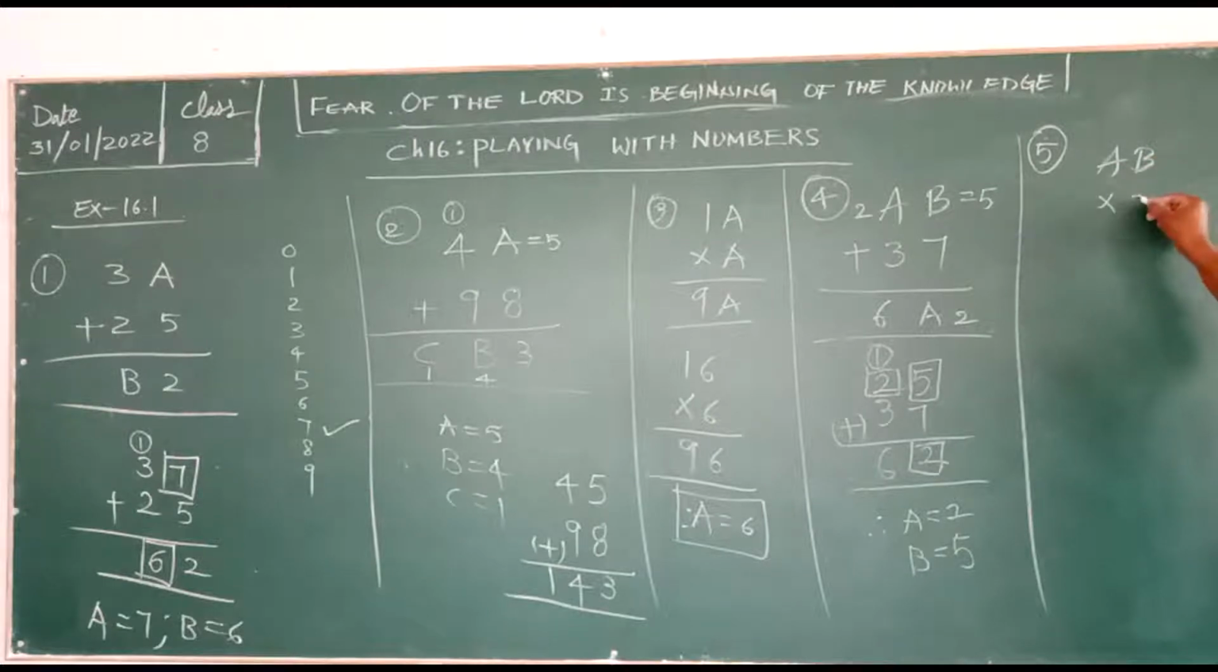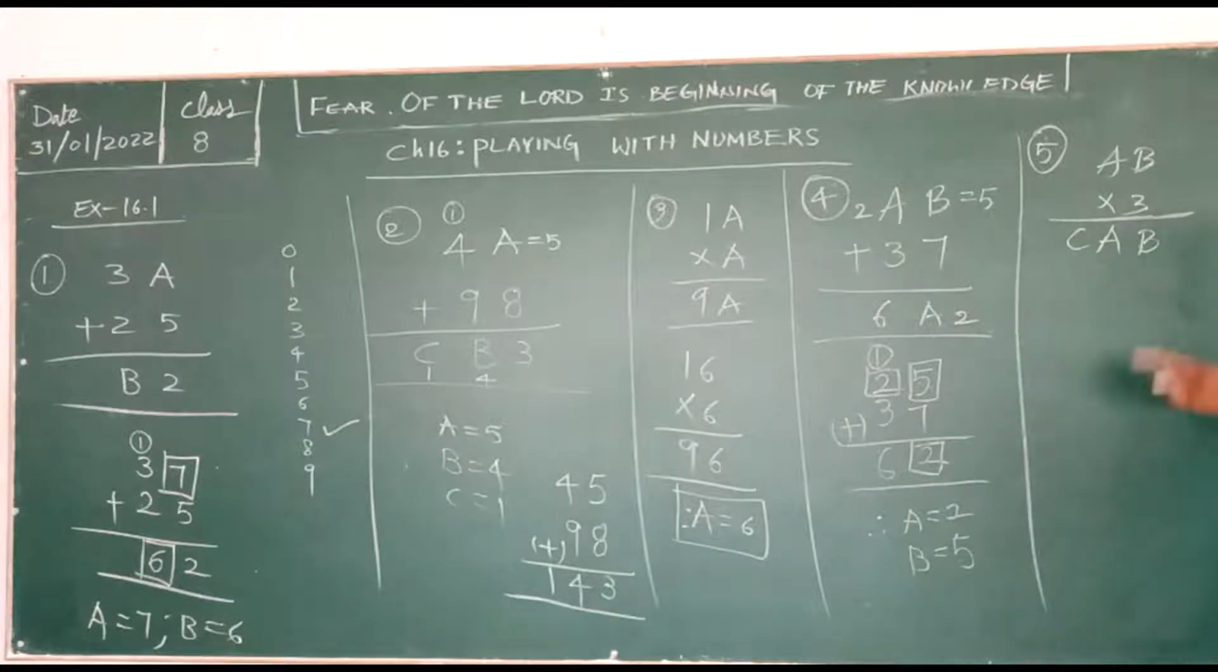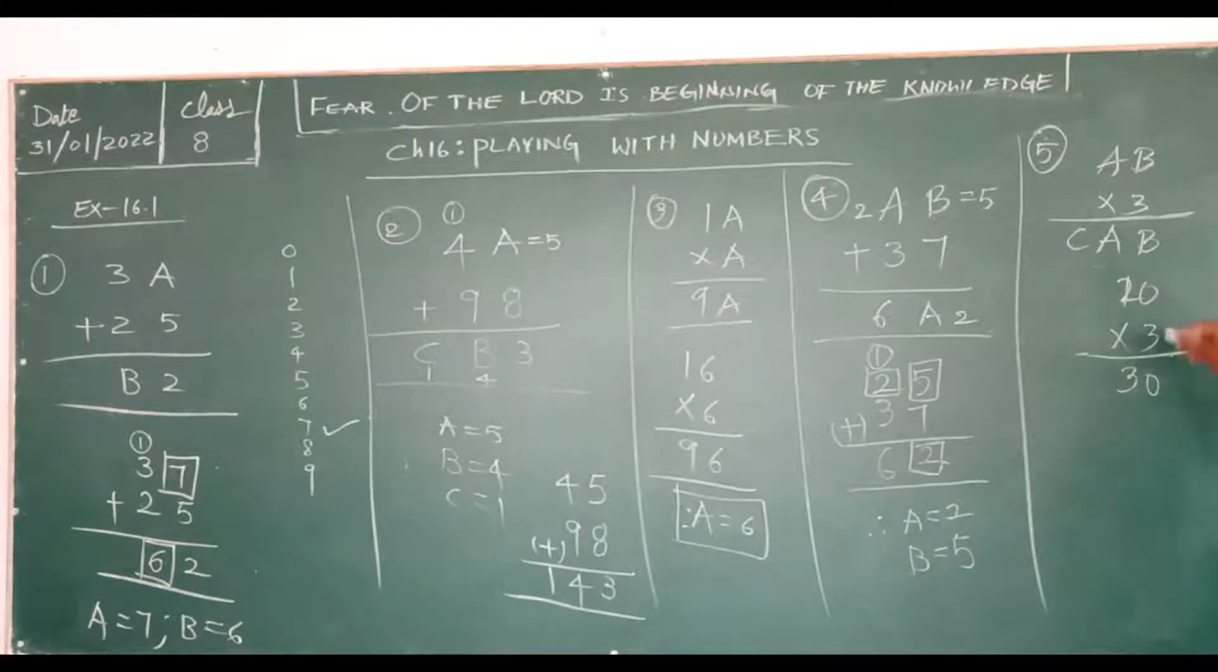AB into 3 so that we get CAB. You have to multiply some two-digit number with 3 so that you get CAB. Simply see here, take first 10 into 3. What do you get? 30. Not possible. Then take 20 into 3, that is 60. Again not possible.